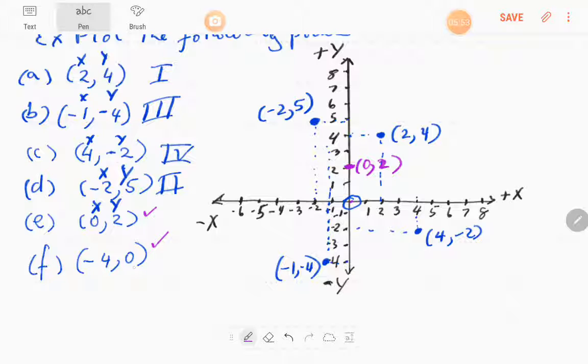Here, the point -4, 0. Well, x is -4. The y value is 0, so you do not move up or down. You stay right there. And this is on the x-axis. So here's our point on the x-axis.